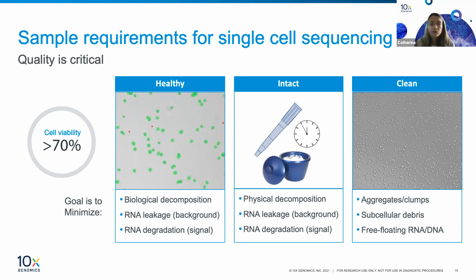We want our cells or nuclei to be physically intact, so in a minimal state of physical decomposition. Again, we know that if our cells or nuclei are physically breaking down, we're going to have that RNA leakage and degradation. We also need a suspension that is clean and free of aggregates and clumps, subcellular debris, and free-floating RNA. So the goal here is to maximize your data output by minimizing dead cells and background signal.